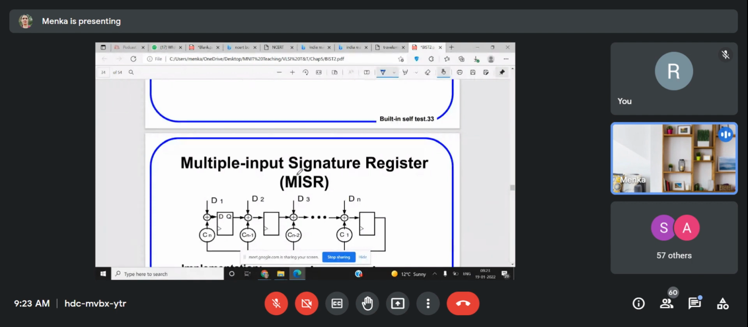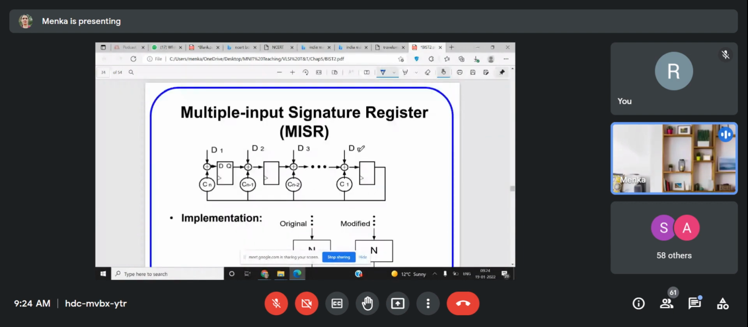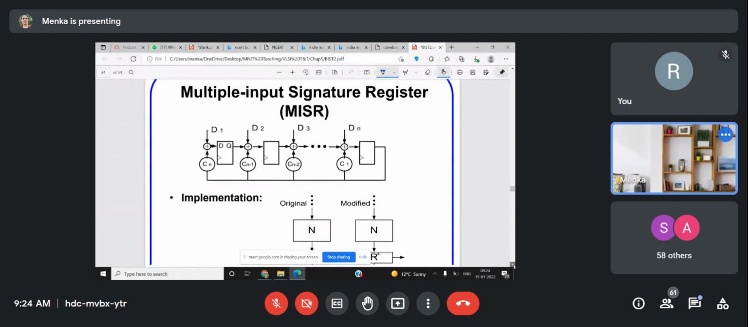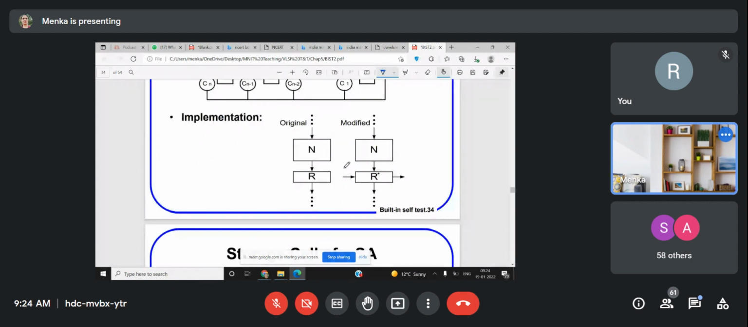What is a multiple input signature register? It is a register just like an LFSR, but this register has multiple entry options altogether. You can see there are multiple entries for multiple bits, D1, D2, D3, Dn. All these are going as an input to the XOR gate, right? Altogether these are going as an input. So how will it be implemented? This is how it will be implemented.